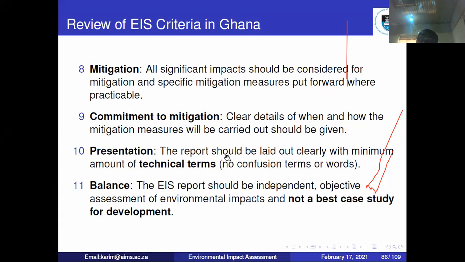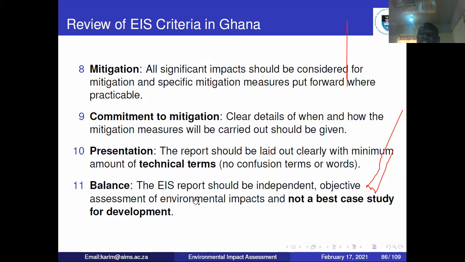Presentation. So the report should be laid out clearly with minimum technical error. There shouldn't be many errors. Use simple language. Don't use vague language, language that has a lot of meaning. Be clear, be precise, and then it should be balanced. The report should be independent, objective.